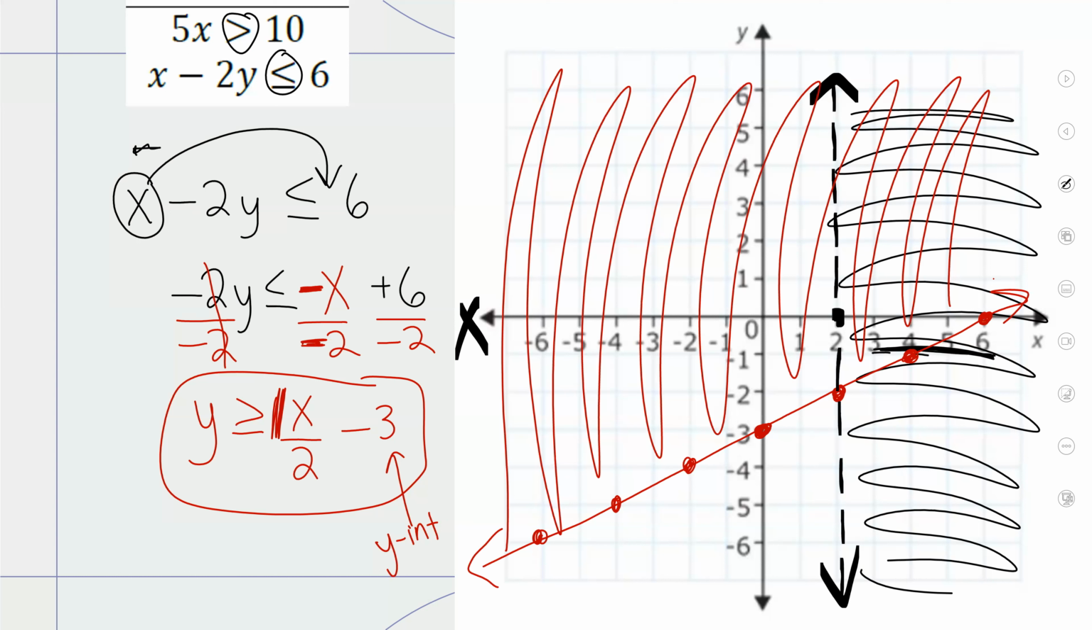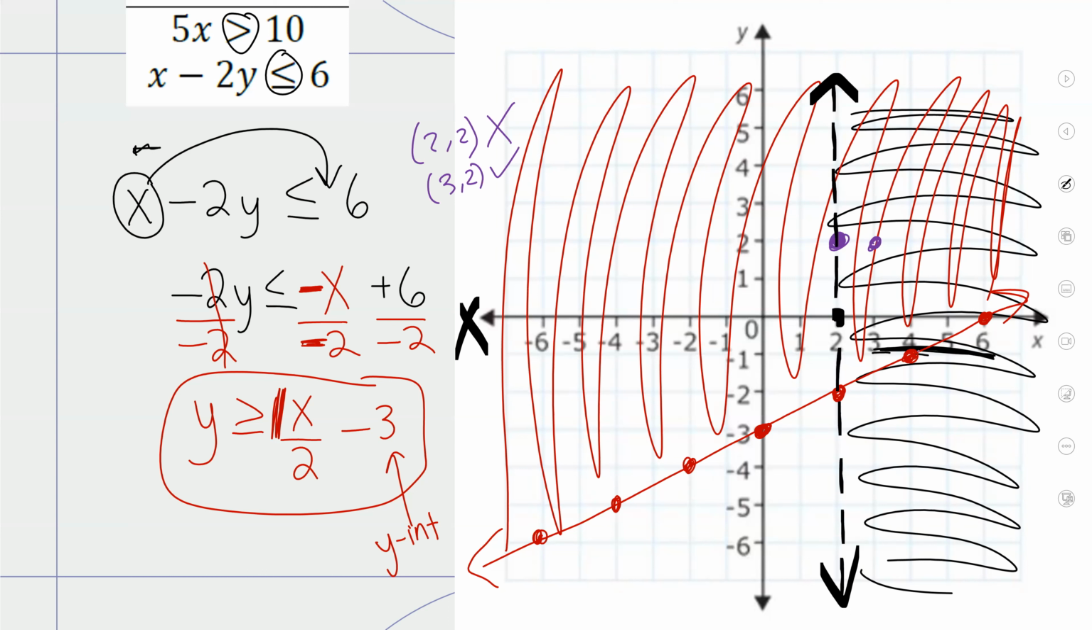So that means solutions are located in the double shaded area. So let me give you some examples. Is this a solution? That's the point 2, 2. I hope you said no. It's not a solution because it's on a dashed line. So that's not a solution. What about 3, 2? That's a solution because it's in the double shaded area.